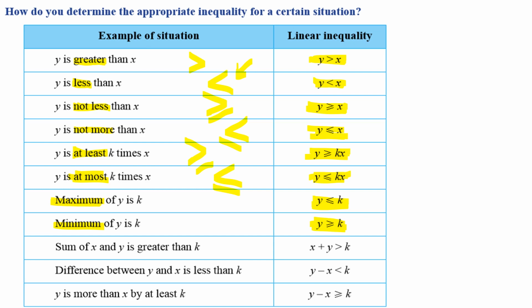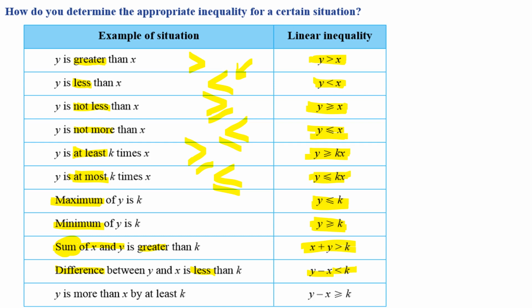Sum of x and y, that means x plus y, because of the word sum here, is greater than k. Greater, of course, the symbol is more. Difference between y and x. Difference, that means y minus x is less. This one is straightforward. The symbol is less.